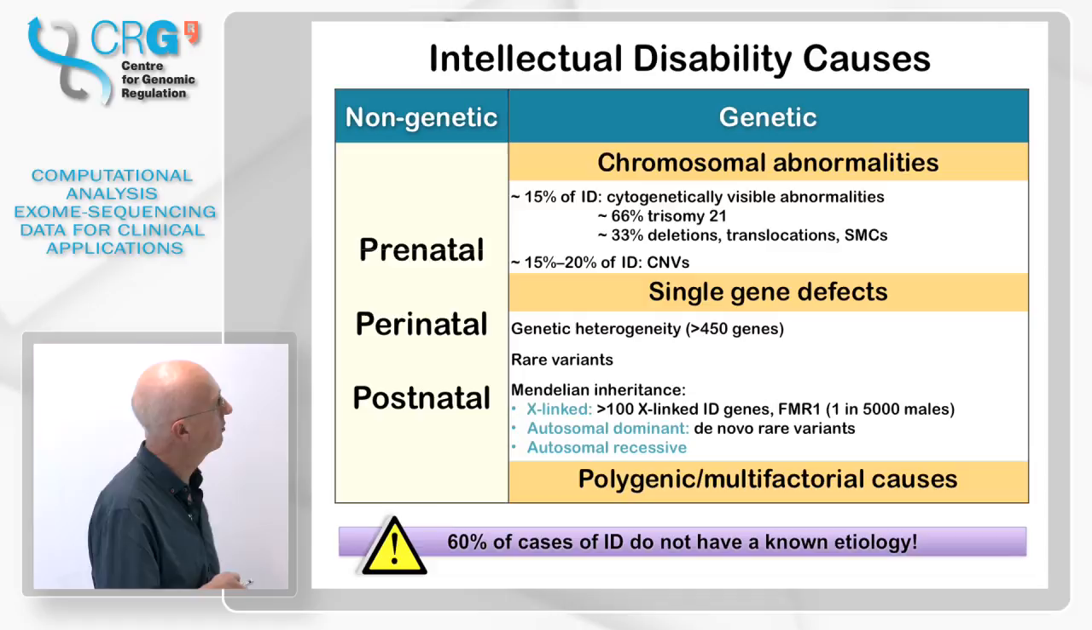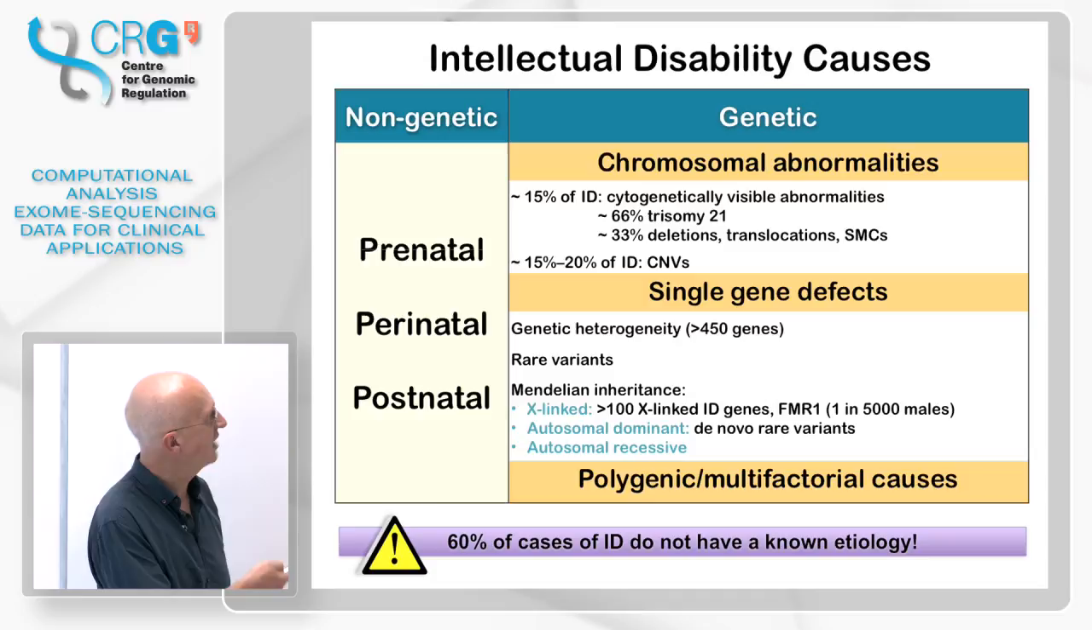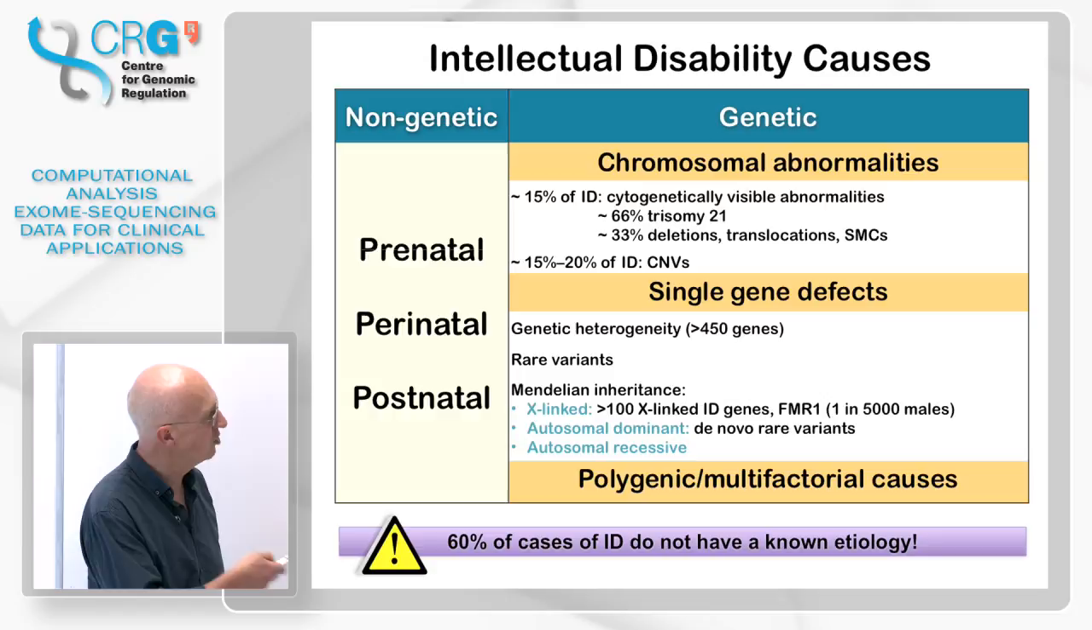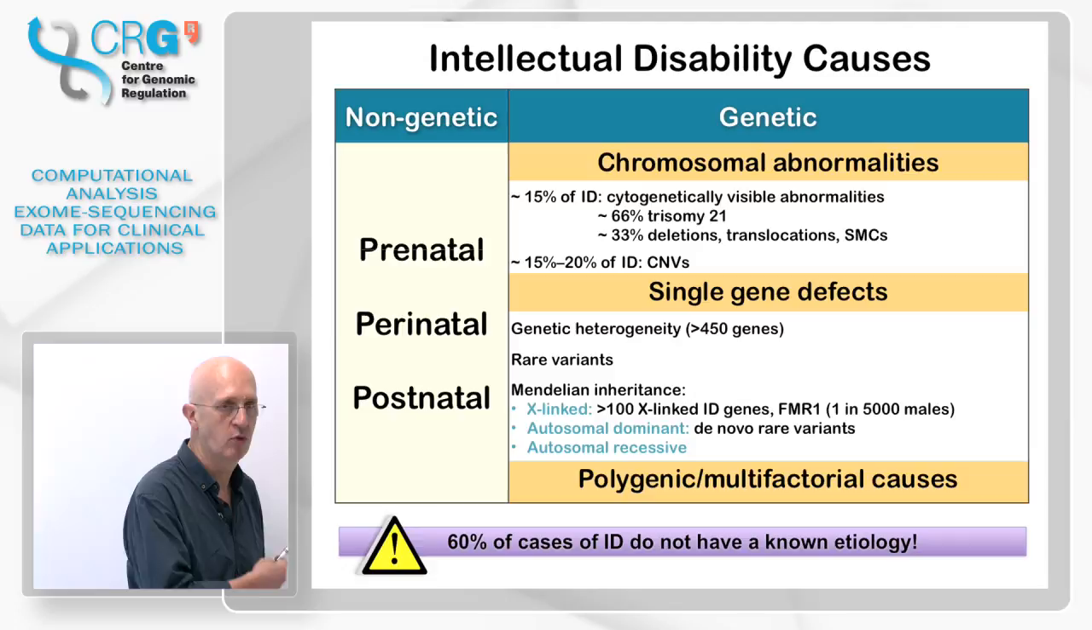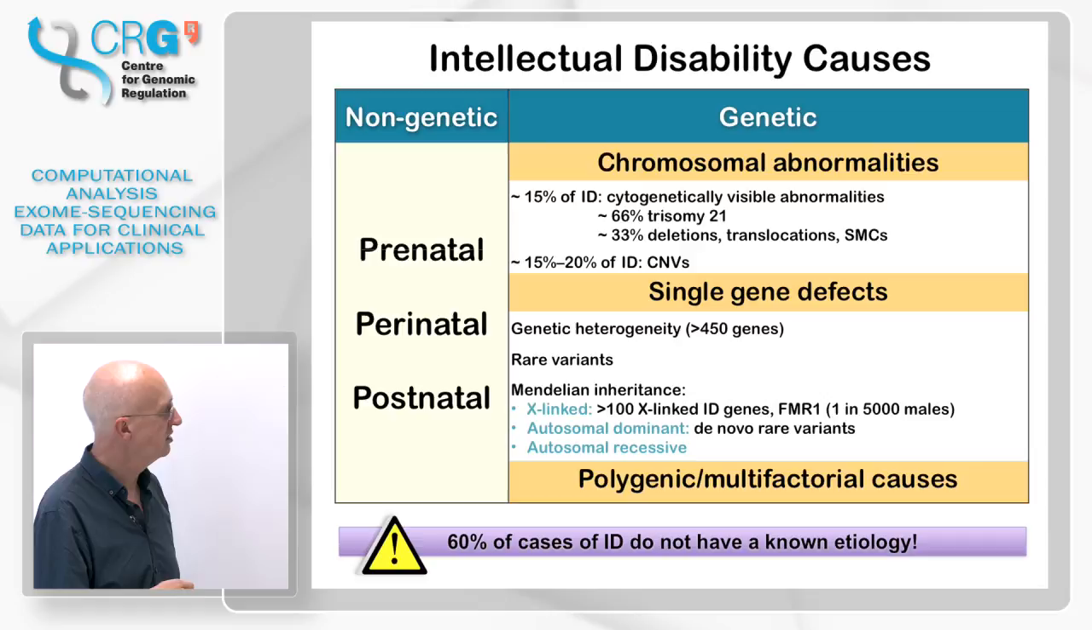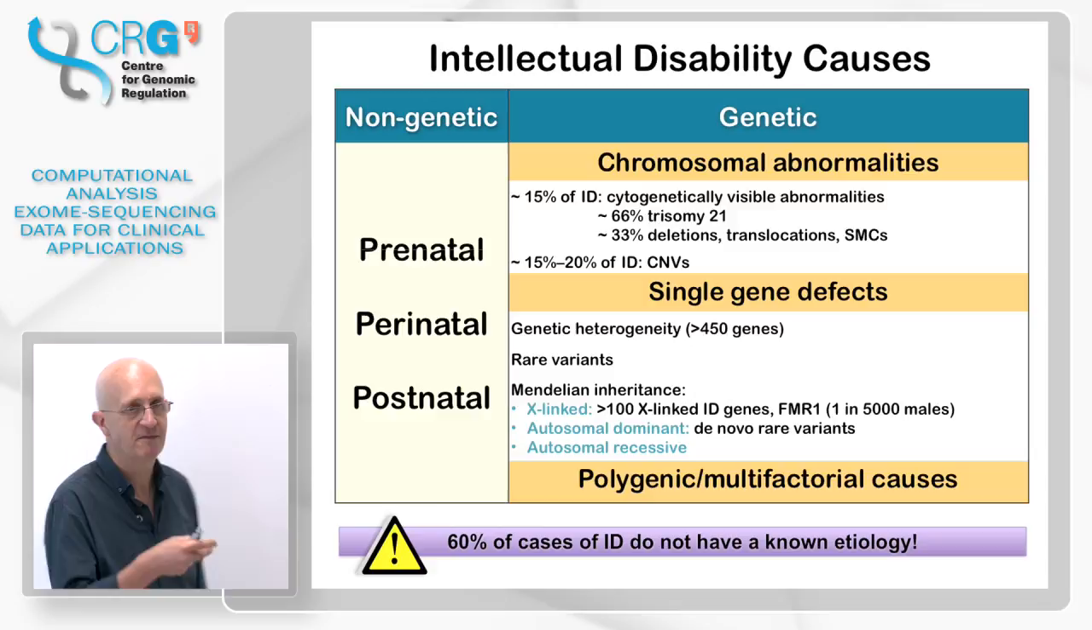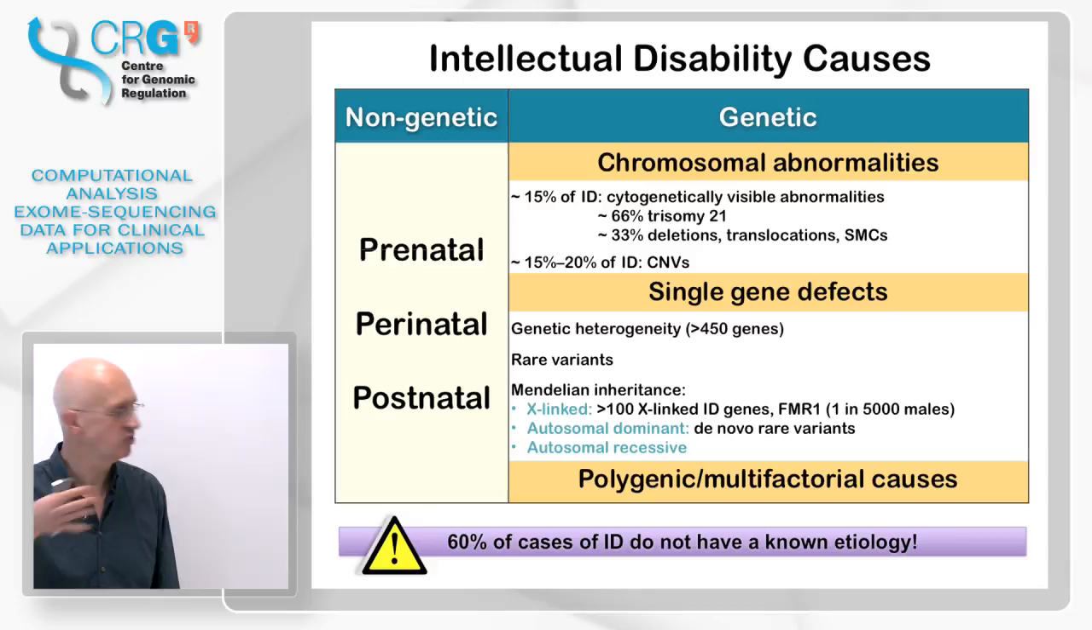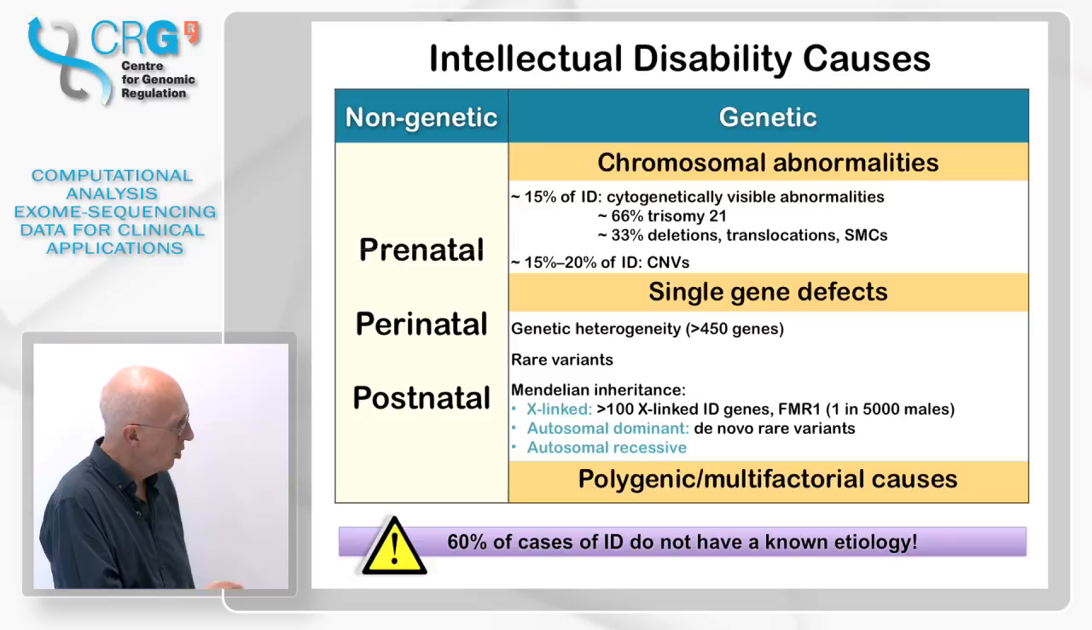What happens in this disorder is that there are genetic causes due to chromosomal alterations, and then there are single gene defects, and this is very heterogeneous. There are more than 400 genes responsible for intellectual disability. The majority are rare variants, and some have been detected over many years of research using linkage and candidate gene approaches, and so on. But there are many other cases in which the cause is likely polygenic or very heterogeneous.